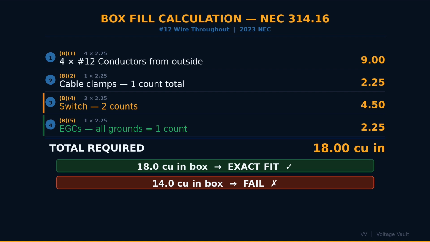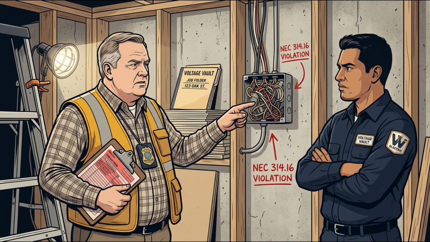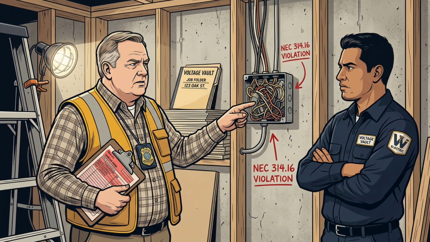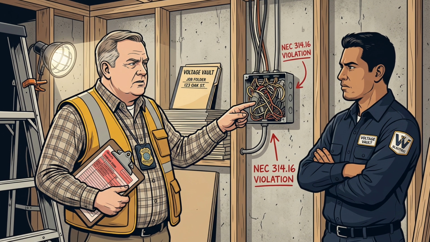Back to our example. An 18 cubic inch single gang box. You're exactly at the limit. Pass, but 0 margin. A 14 cubic inch box, 18 doesn't fit. Fail.